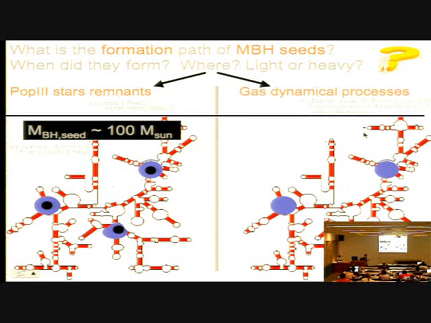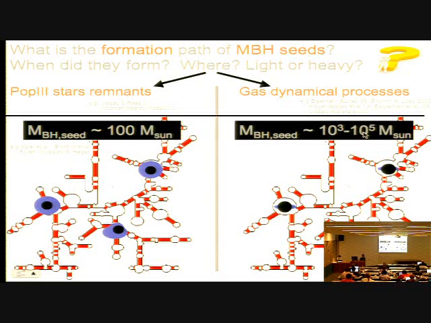Another very popular scenario is direct collapse via gas dynamical processes. Again, I don't want to go into this in much detail, but in some situations we could bypass this and go straight into a black hole, directly collapsing the gas and ending up with black holes that have masses that are typically larger than for Population III remnants by a factor of 1,000 to 10,000 or so.